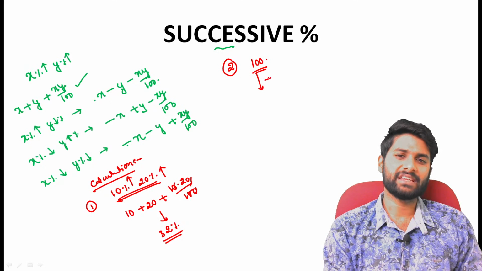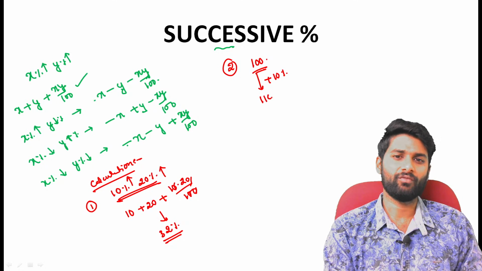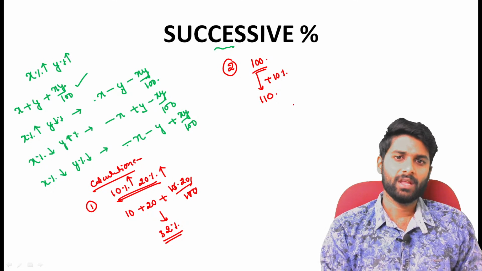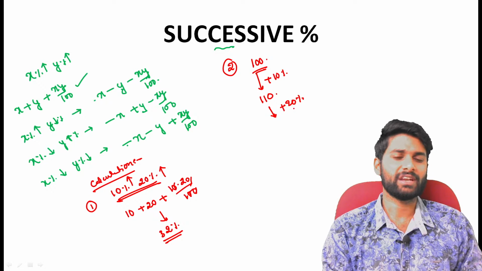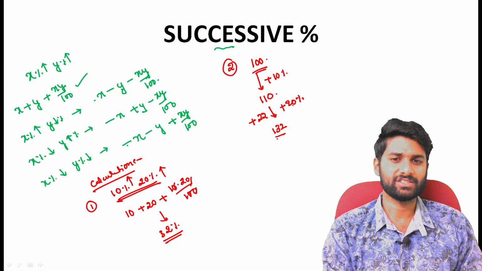Now it first increases by 10%. So 10% increase means now the value becomes 110. Now again it increases by 20%. So 20% of 110, we need to add 22. Now the value becomes 132.